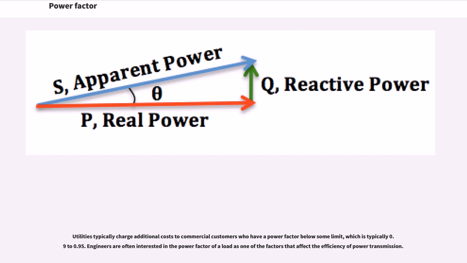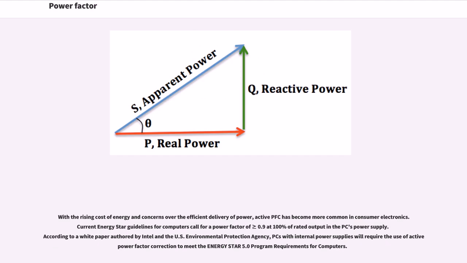Engineers are often interested in the power factor of a load as one of the factors that affect the efficiency of power transmission. With the rising cost of energy and concerns over the efficient delivery of power, active PFC has become more common in consumer electronics. Current Energy Star guidelines for computers call for a power factor of greater than or equal to 0.9 at 100% of rated output in the PC's power supply. According to a white paper authored by Intel and the U.S. Environmental Protection Agency, PCs with internal power supplies will require the use of active power factor correction to meet the Energy Star 5.0 program requirements for computers.